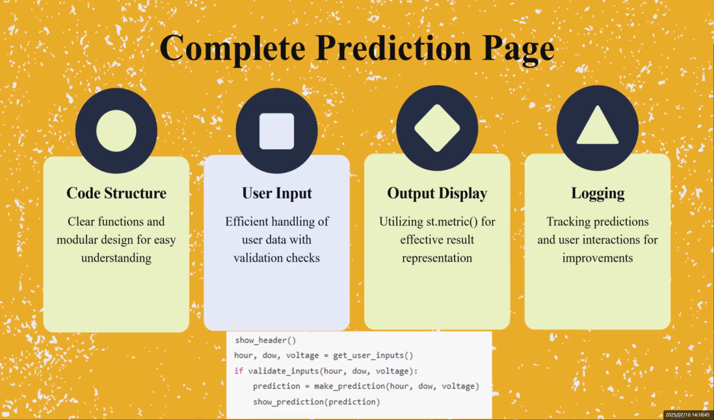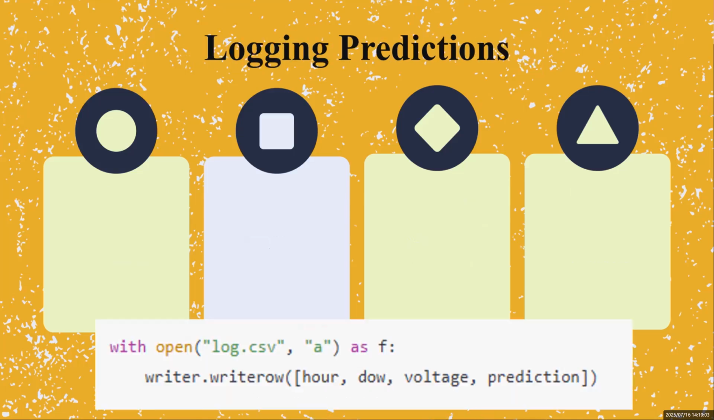And logging. This helps to track predictions and user interactions for improvement. So it keeps track of everything that has been done daily. And we could also use this for recommendations in order to provide solutions to certain problems. Now let's look at logging prediction.